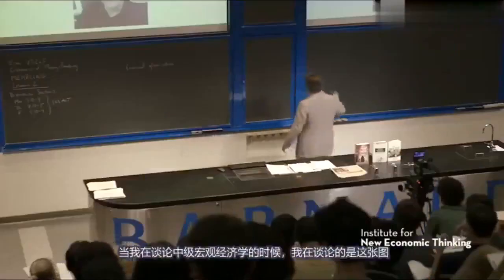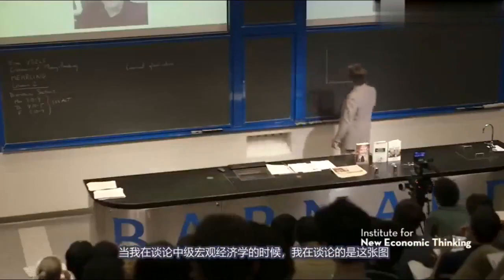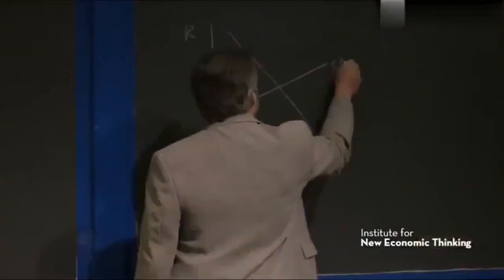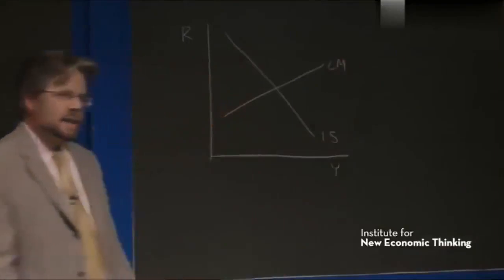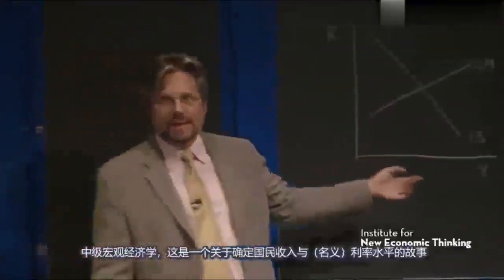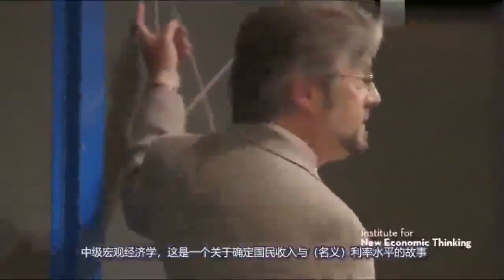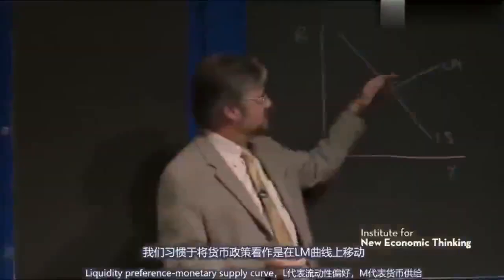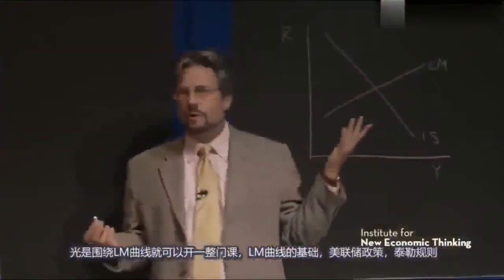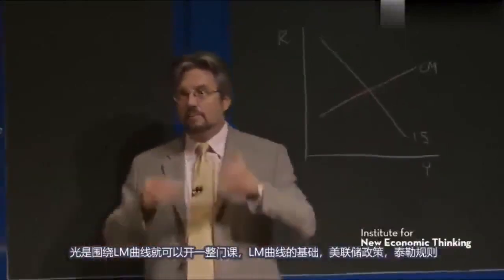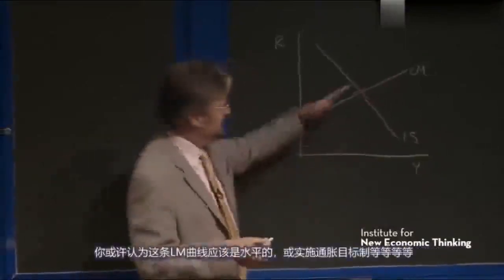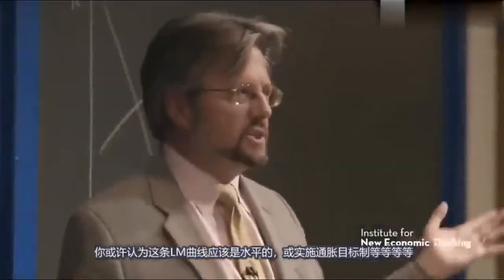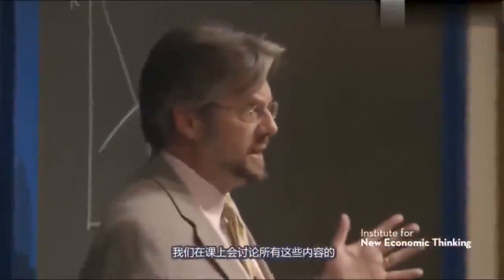When I say intermediate macro, I mean this. Intermediate macro is a story about the determination of national income and the determination of the rate of interest, a nominal rate of interest. And we're used to thinking about monetary policy as shifting around the LM curve. You could build a whole course around that: the foundations of the LM curve, Fed policy, the Taylor rule. You might argue that this LM curve should be horizontal and that you're trying to do inflation targeting maybe. We'll talk about all of those things.